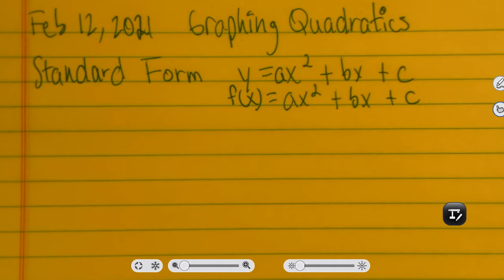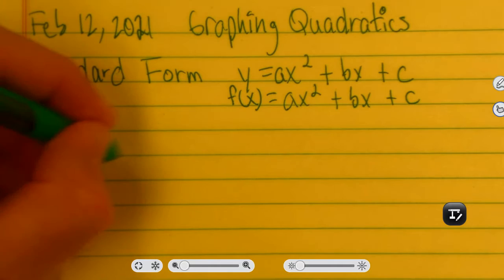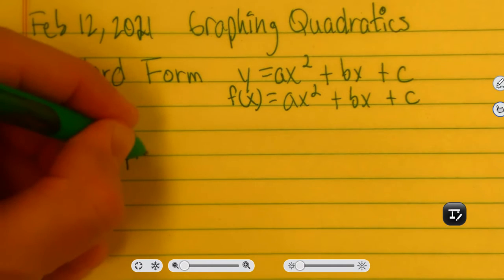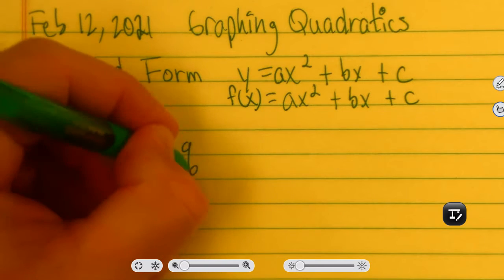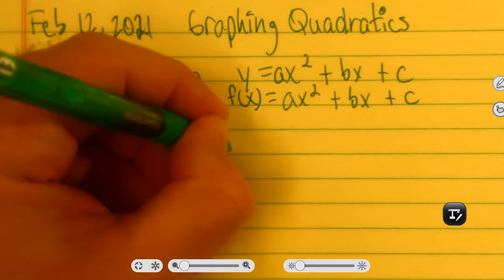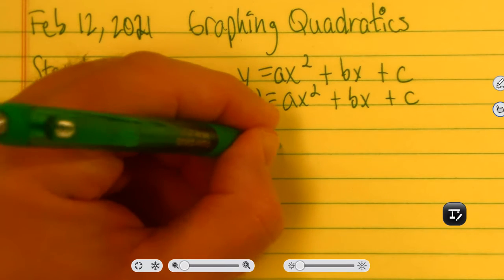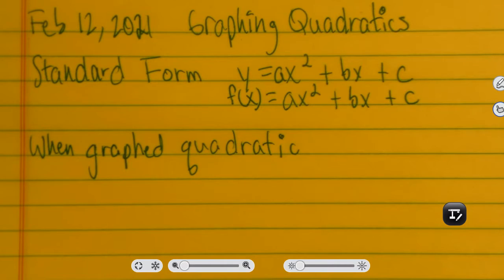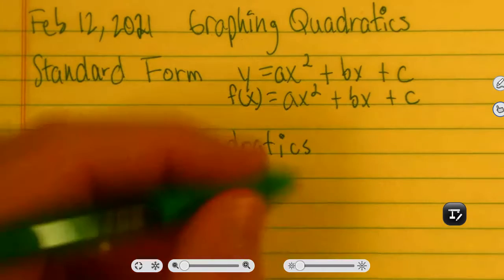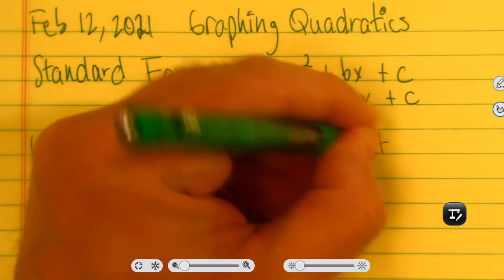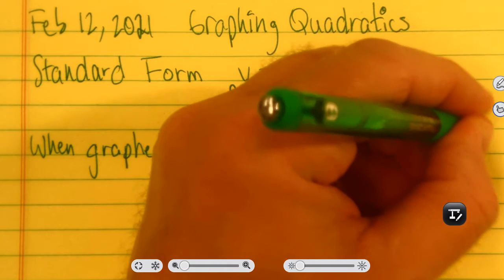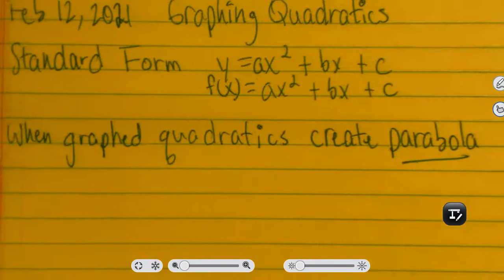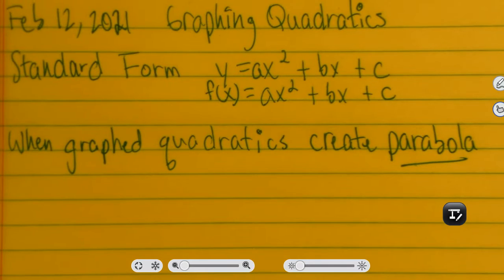Now, we've talked about that when graphed, quadratics create a shape that's really usable, actually. I mean, we see it in nature, we see it in sports, we see it in satellite dishes, we see it all over the place, and they create what we call a parabola. That's the name of that curved shape we're going to look at, so you might want to jot that word down. They create a parabola.